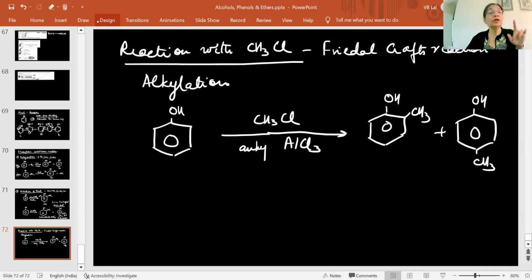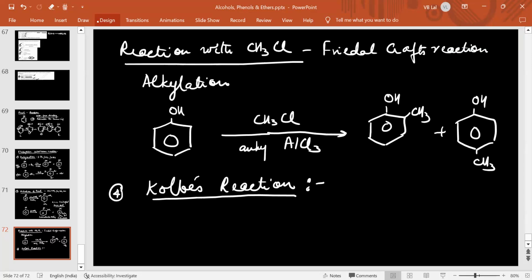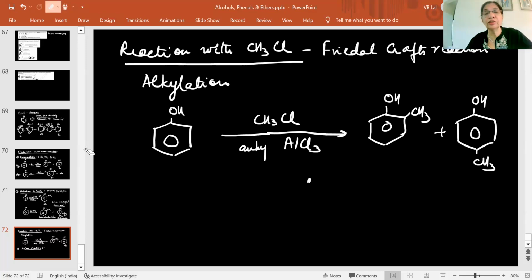Now we will take a few other very characteristic reactions of phenol. Three reactions are done. Now the fourth reaction is called Kolbe's reaction, a very important reaction of phenol. What is Kolbe's reaction? Yes, tell me. When we react with CH3COCl, that is Friedel-Crafts acylation. Yeah, if I do a Friedel-Crafts, let me show you that also. I anyway wanted to take it on the next page.